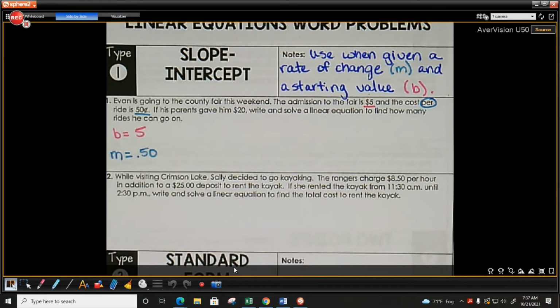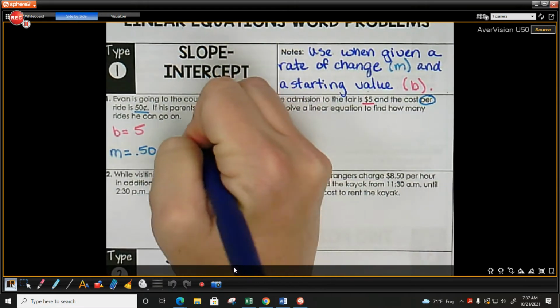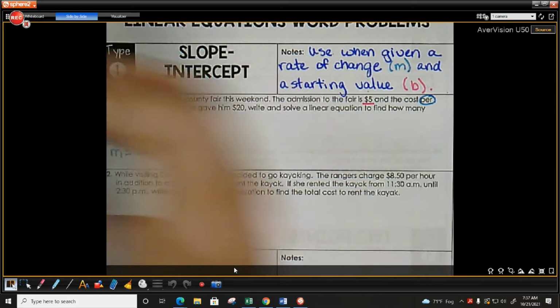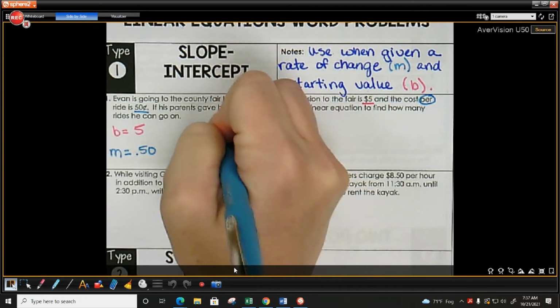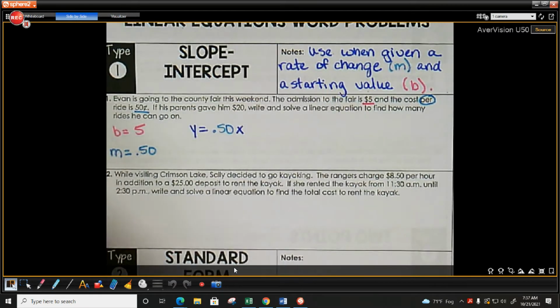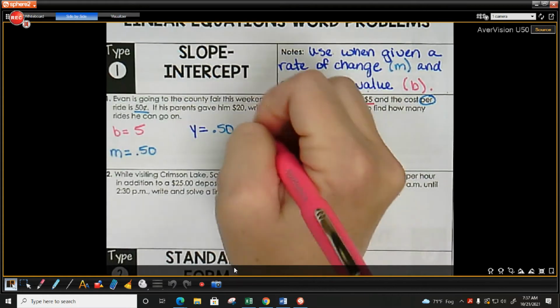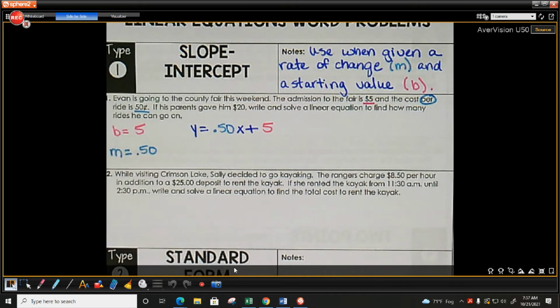Are we okay with how we identified our M and our B? Don't worry about the $20 yet. We're just writing the equation. I have my M and my B, so I can write it in y equals mx plus b form. So y equals 0.50x plus 5. Good?